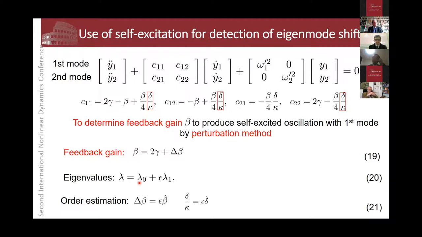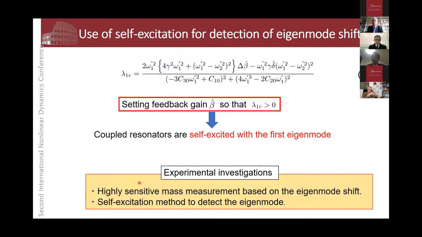The stability of the first mode is determined at the next order, by the analysis at order epsilon. The real part of lambda one is analytically expressed as equation 22. By setting the feedback gain delta beta so that this real part, lambda one R, is positive, we can produce a self-excited oscillation with the first eigenmode. We practically performed experiments to confirm the possibility of highly sensitive mass sensing based on the eigenmode shift.